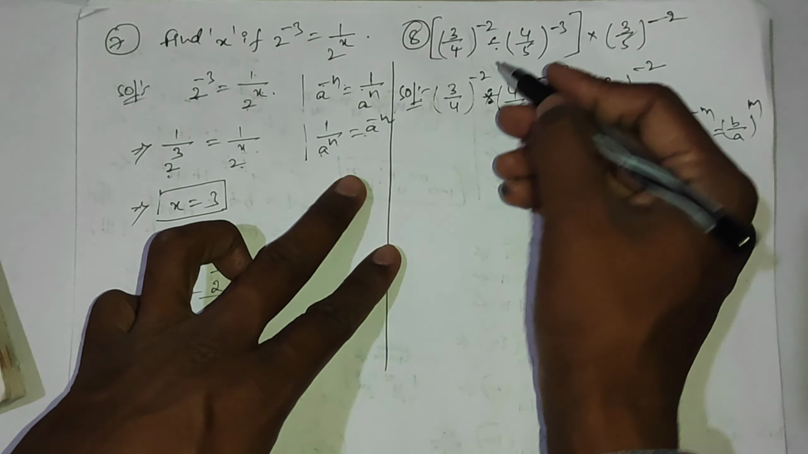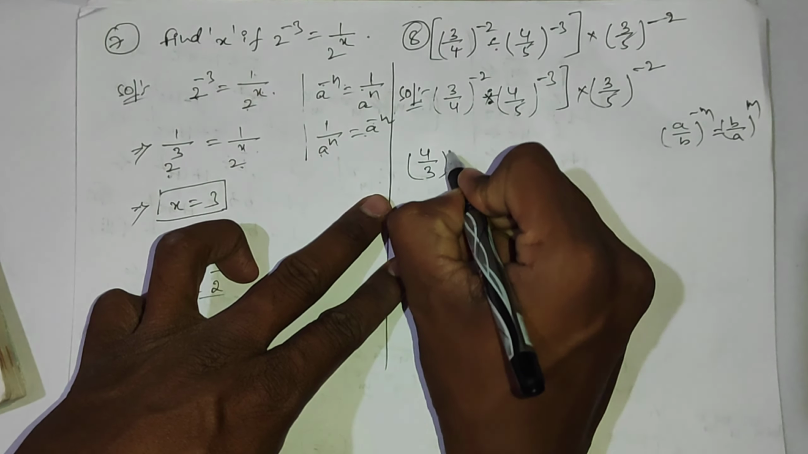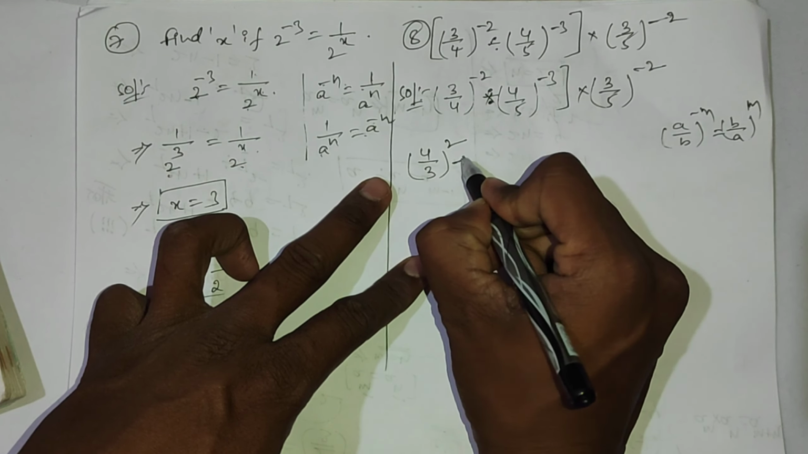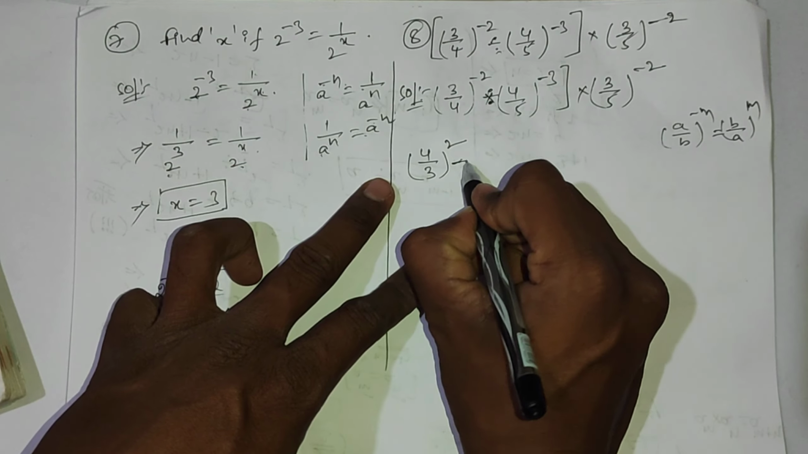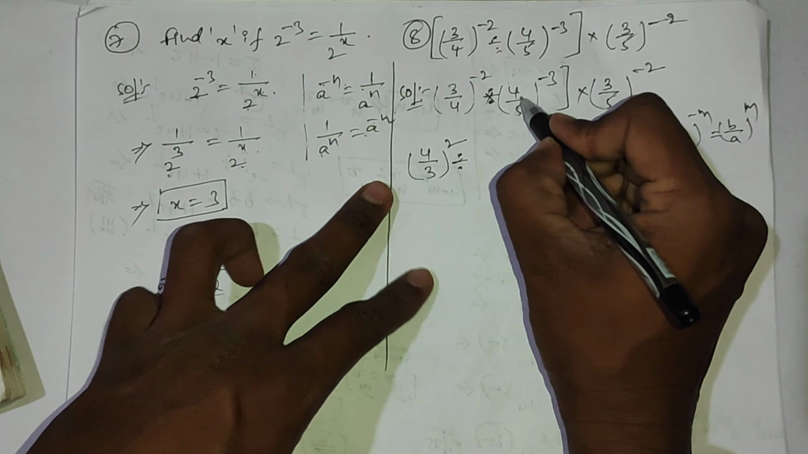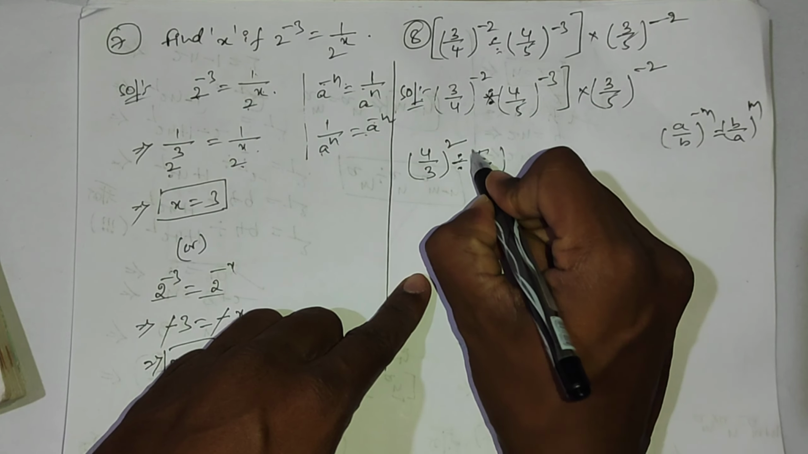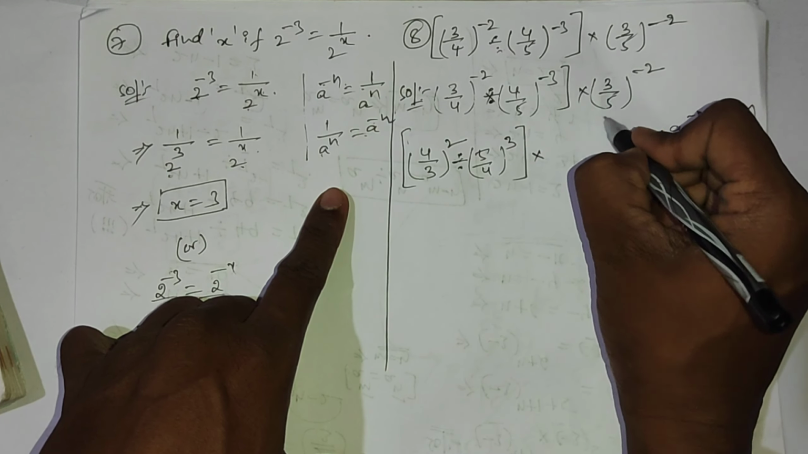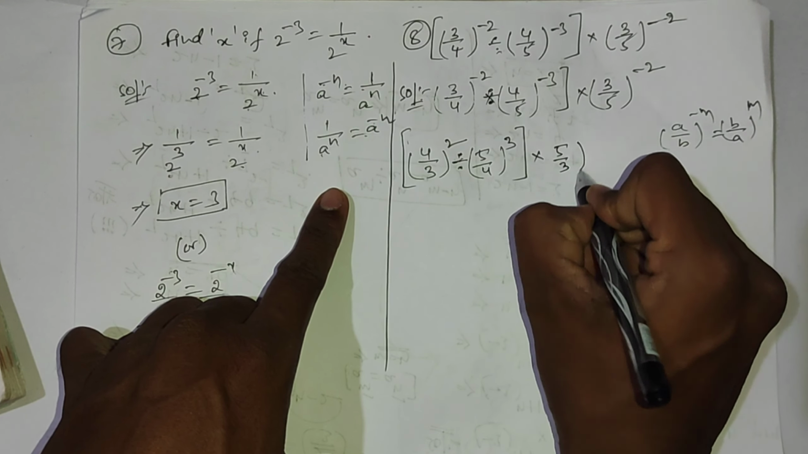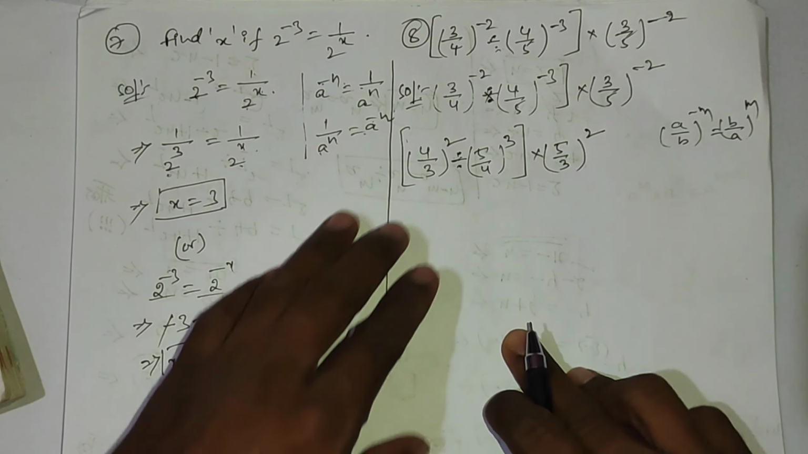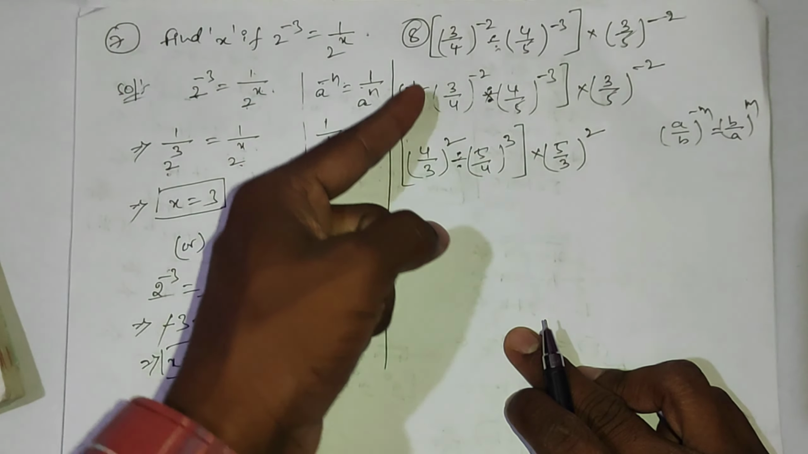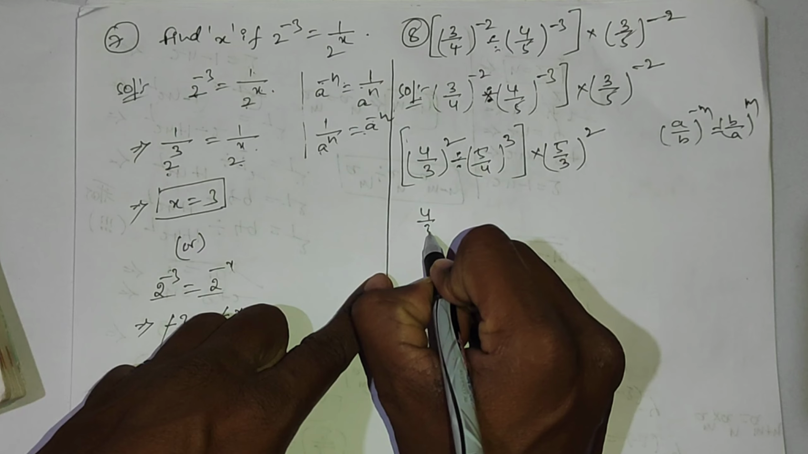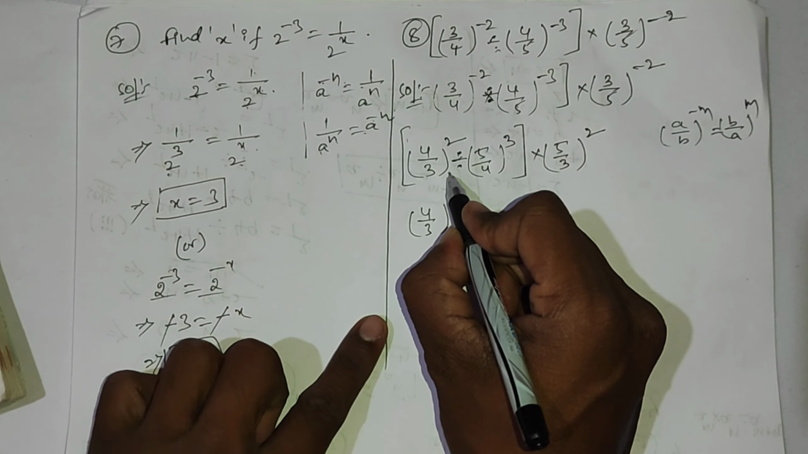Now the reciprocal of 3/4 becomes (4/3)^2. Then the power becomes positive: minus becomes plus. It is a division, so one should check that it is a division only. Divided by this, 4/5 becomes 5/4, and the negative becomes positive. Close brackets, into, again this becomes reciprocal, 5/3 to the power of plus 2. So we are just taking the reciprocal of the given fractions to change the power from negative to positive.